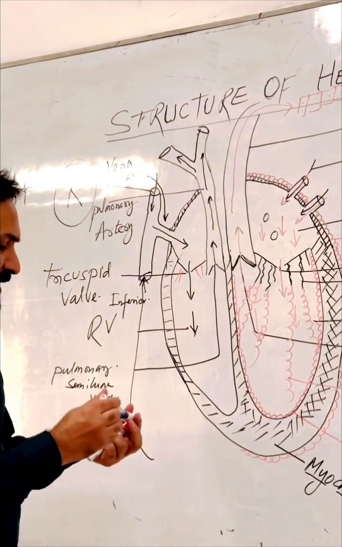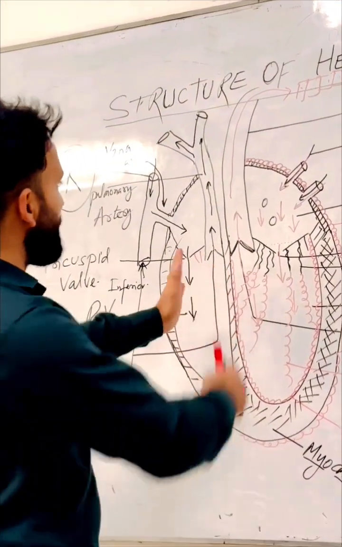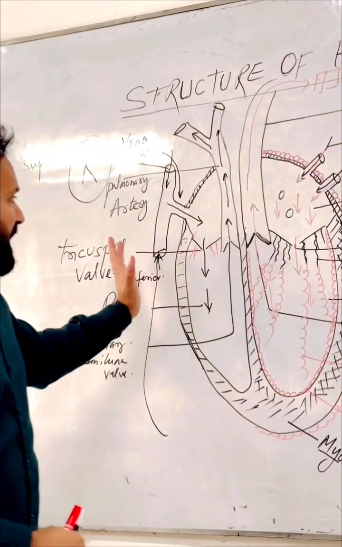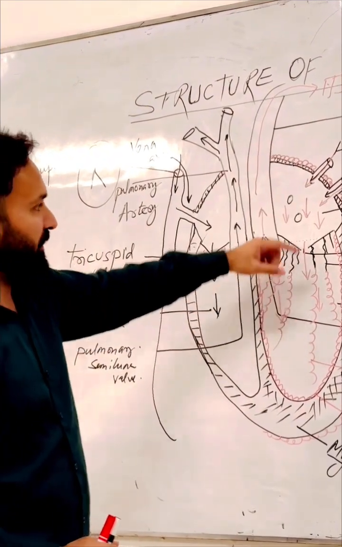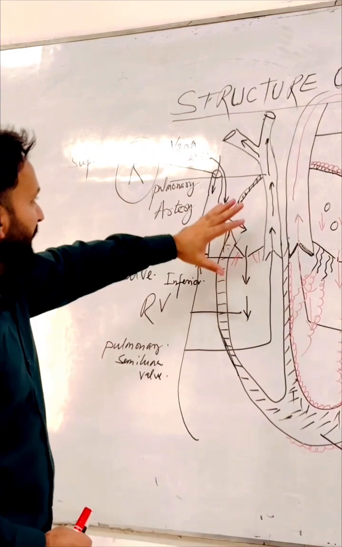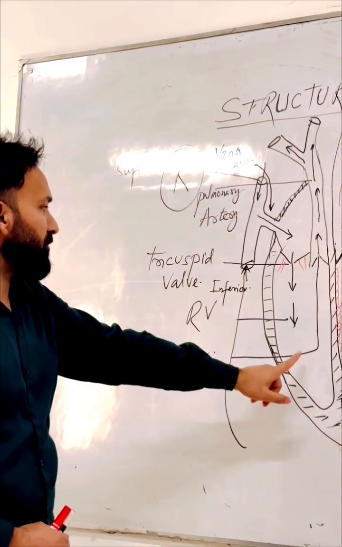So this is the major anatomy of the heart. We have studied that the heart has two sides. This side is the left side, and this side is the right side, and each side in turn is divided into two compartments. This is the left atrium, this is the left ventricle, and this upper part is the right atrium, then this is the right ventricle.